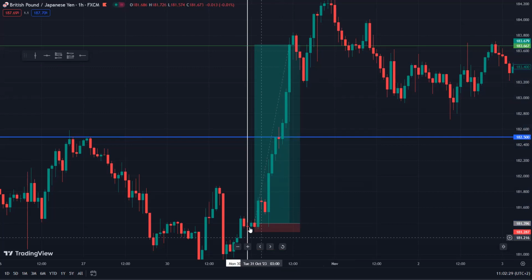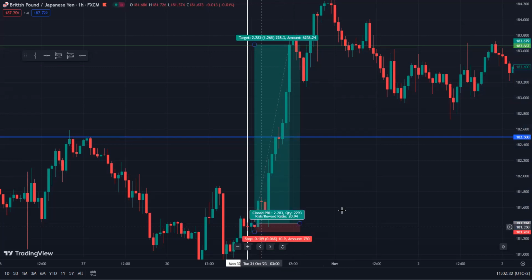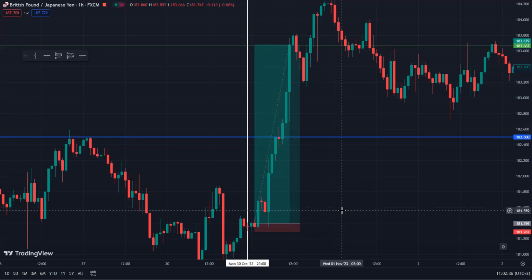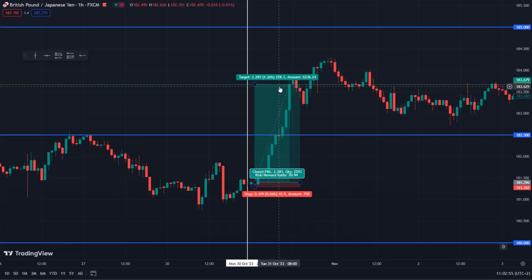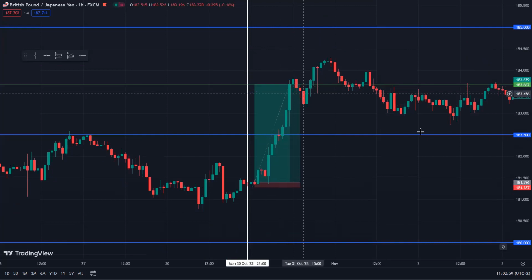So now you know what it is, right? Entries on 1 hour. That's our first entry, guys. Our first clean entry on 1 hour, and the take profit there is going to be profiting 200 and something.